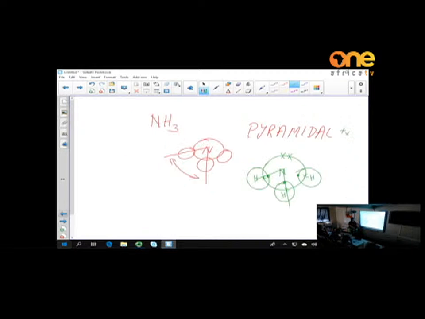If we go and look at ammonia, here we have ammonia. Can you see that ammonia will be slightly polar? Very slightly. But not as polar as water. All right.